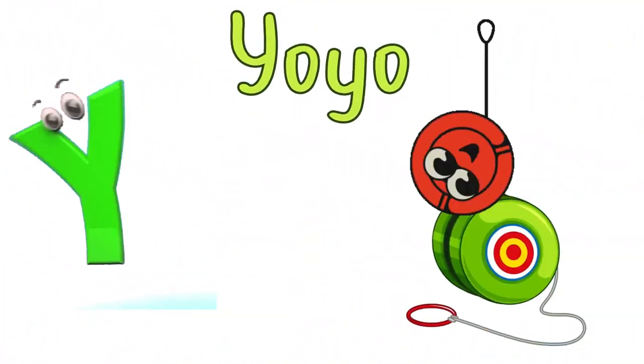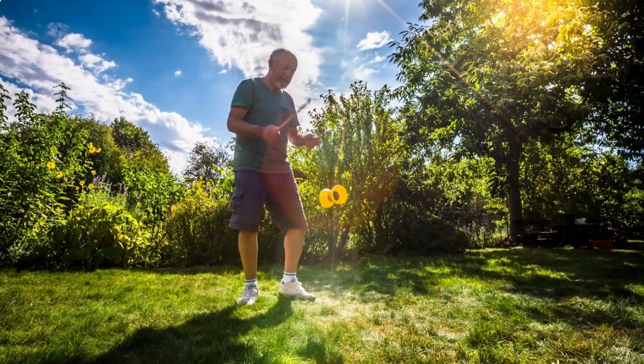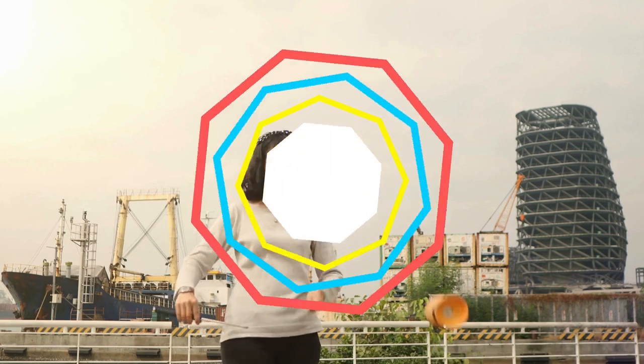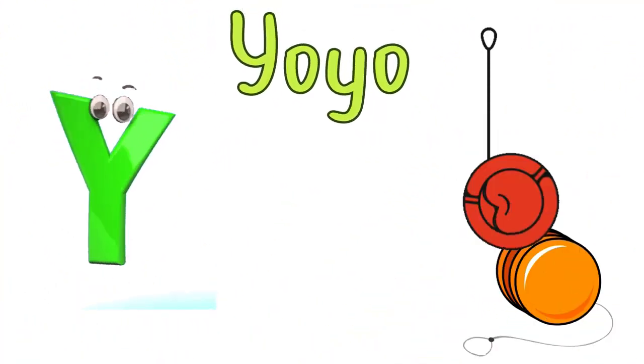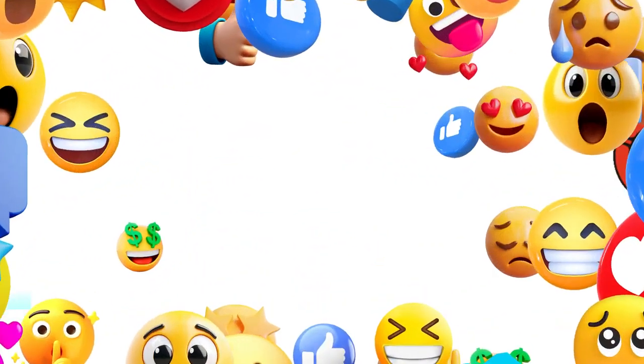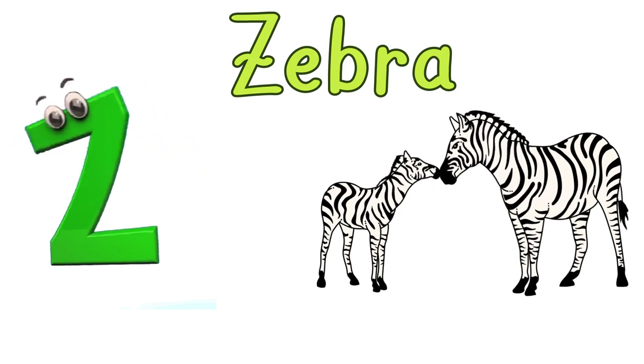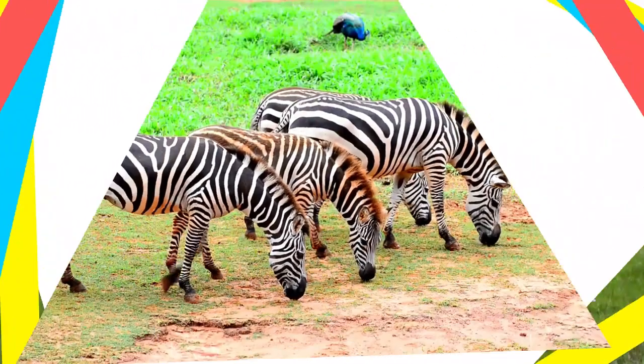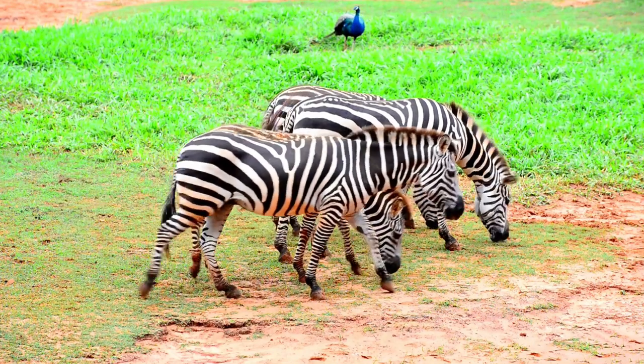Y is for yo-yo, yo-yo, yo-yo. Z is for zebra, zebra, zebra.